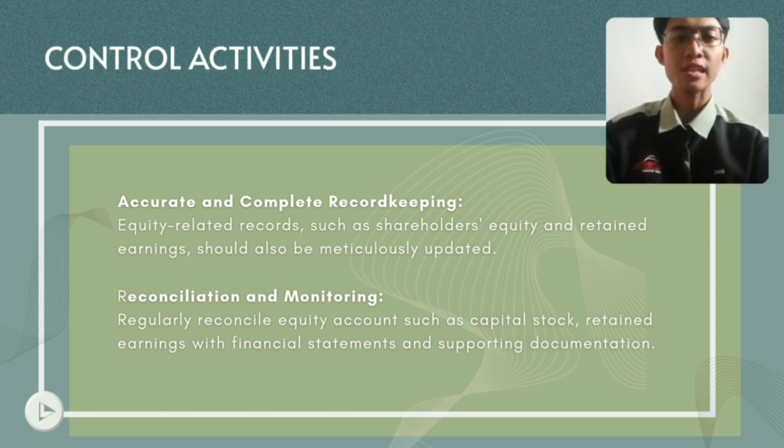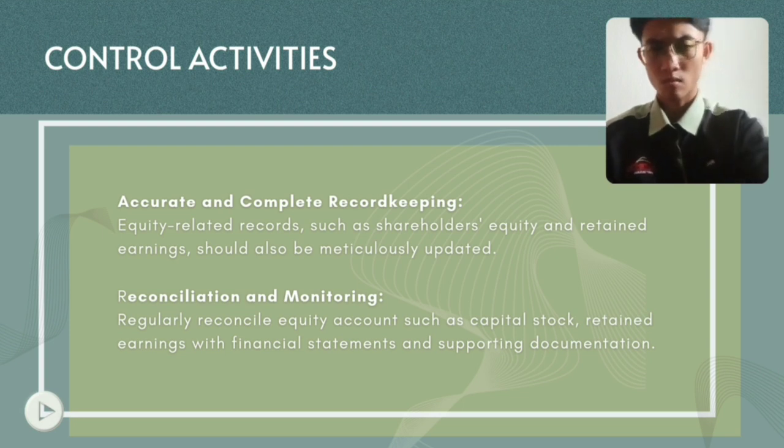The next one, reconciliation and monitoring. Equity accounts must be regularly reconciled with financial statements and also supporting documentation. For example, the balance of retained earnings in the ledger should match the figure in the statement of financial position. Continuous monitoring helps detect discrepancies earlier and maintains the accuracy of financial reporting.